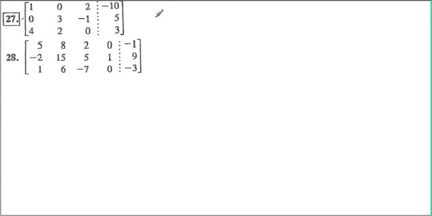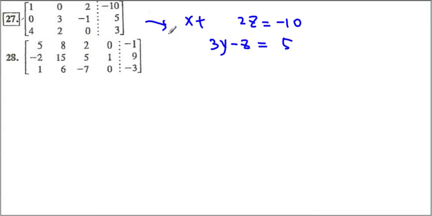Once again, number 27 is x plus 2y, not y, z, because the third one is x, y, z, so 2z is equal to negative 10. The second row can be 3y minus z is equal to 5. And then the last row is 4x plus 2y is equal to 3. That's how we can express it.